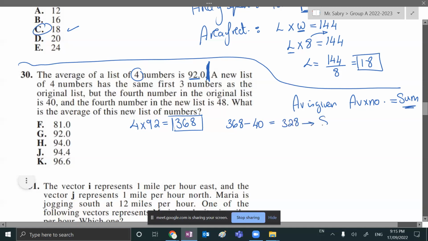This 328 is the sum of 3 tests or 3 numbers, right? So now you have the sum of the 3 numbers. He's telling you that if the fourth, instead of 40, becomes 48, what's the new average? So add 48 to the 328 and then divide by 4 to get the new average.